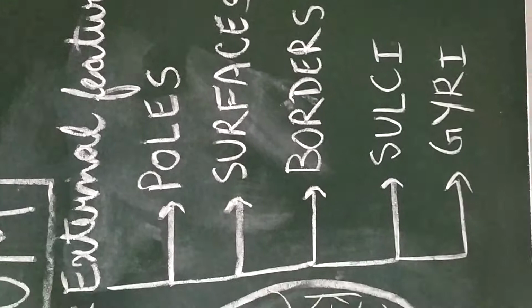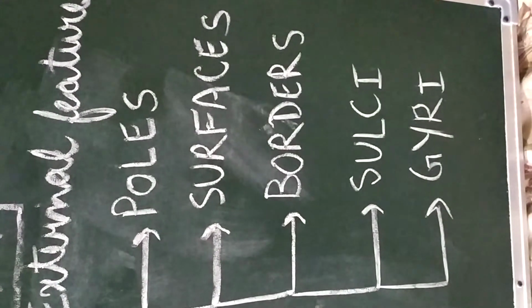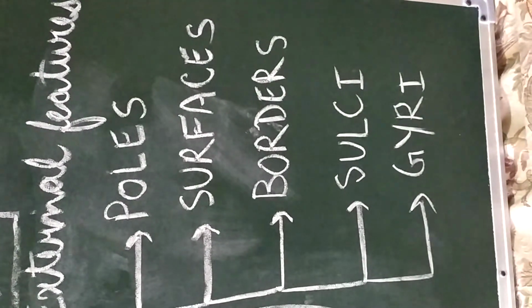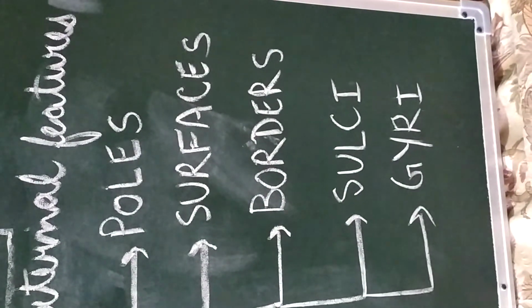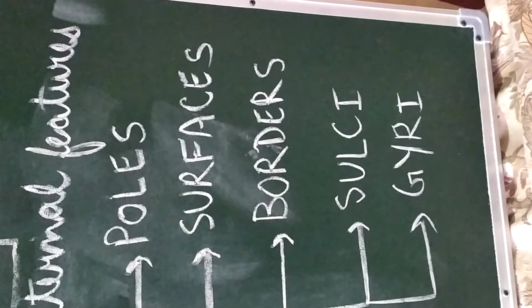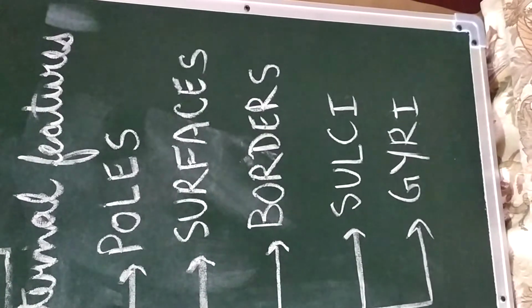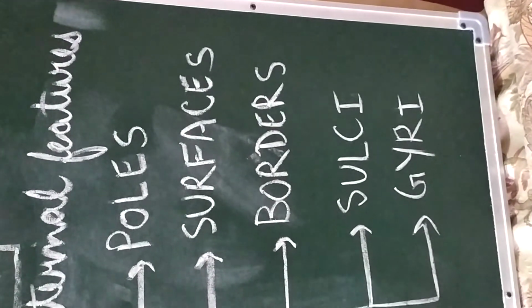Talking about the borders. In total, each of the cerebral hemispheres consists of 6 borders: supromedial, superciliary, infralateral, medial orbital, medial occipital, and the inframedial borders.